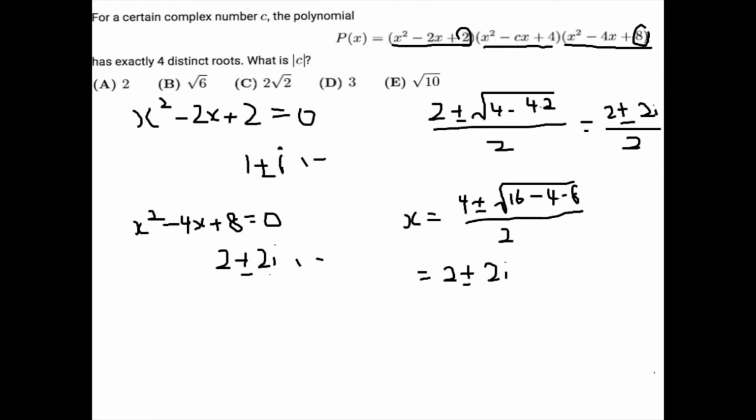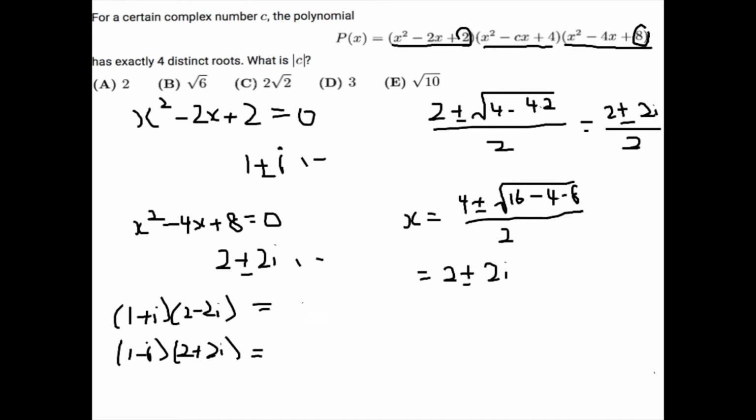Also, like I mentioned, the i's cancel, so we can't have something like 1 plus i times 2 plus 2i, or something like 1 minus i times 2 minus 2i. That way we'll have the i still remaining. So basically the only two possibilities we can have is 1 plus i times 2 minus 2i, or we can have 1 minus i times 2 plus 2i. So this, sorry, that was really bad.